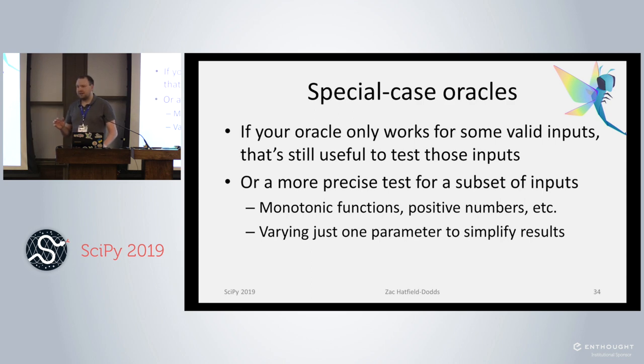Sometimes you can use a general oracle for your entire domain and then a more specific one. So you know something additional about what should happen when your function is monotonic or continuous, or when all inputs are positive, or when all inputs are zero, that kind of thing. Even just varying a single parameter so that it's easy to calculate what to expect.